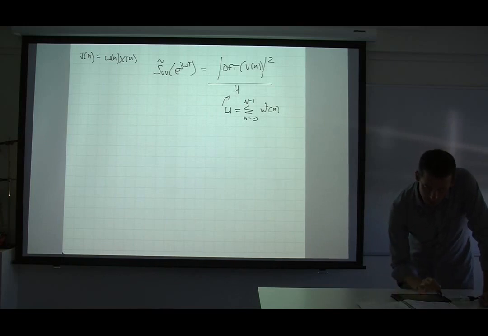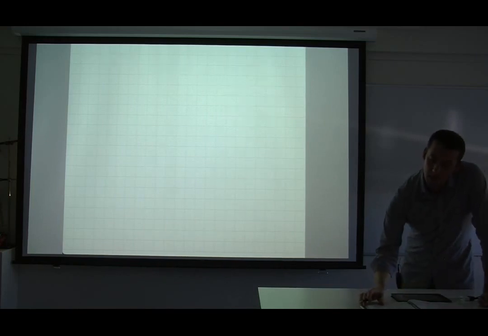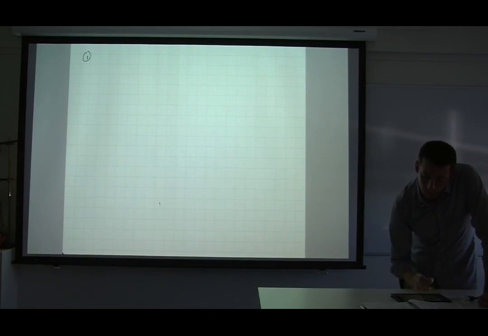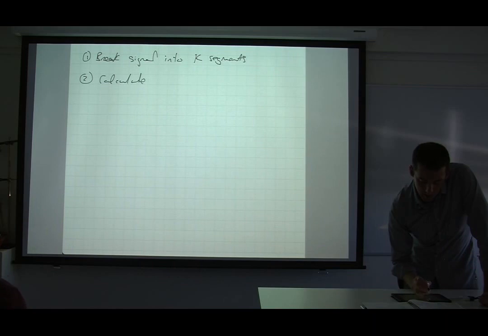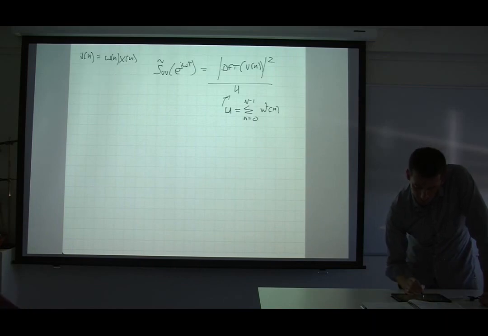So here's the procedure. Number one, you break the signal into, let's call it K, K segments. Number two, calculate, I should note this is called a periodogram.